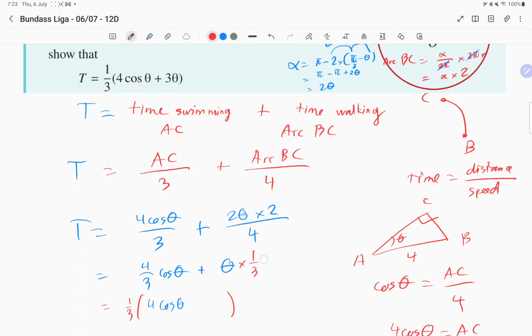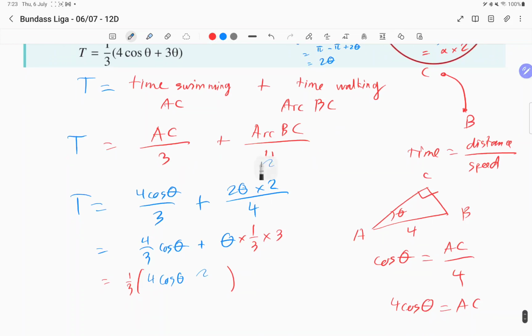Well, if you times it by 1 over 3 and times it by 3, it will be the same, right? Yeah, it will be the same here. And that's why if you take out 1 over 3, you get plus 3 theta. Does it make sense? Yeah, so that's how you show that t equals to that.